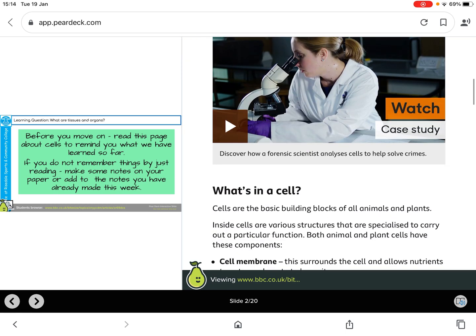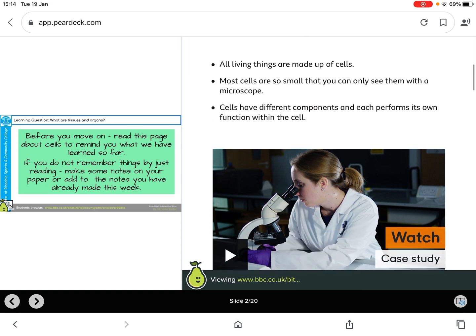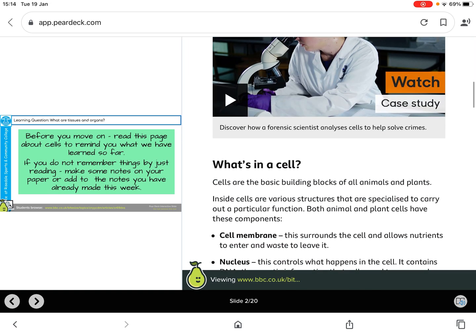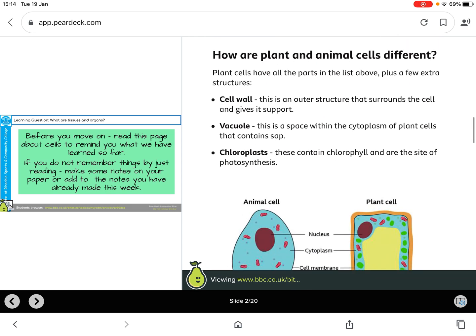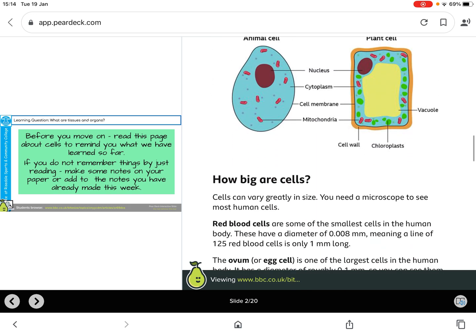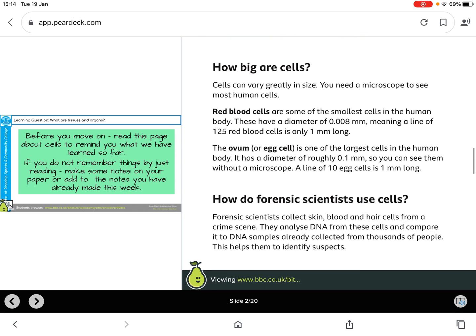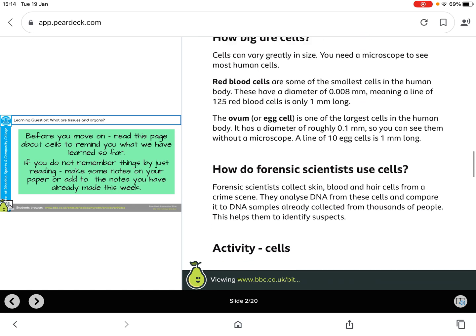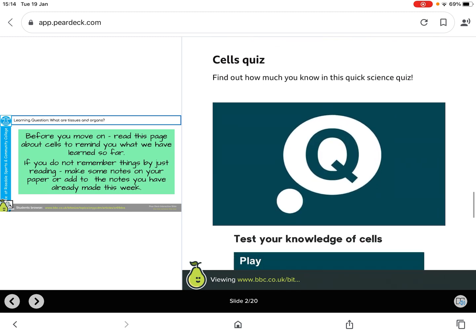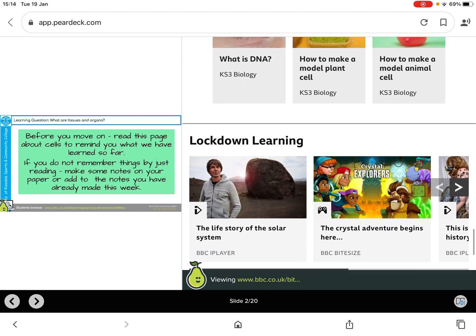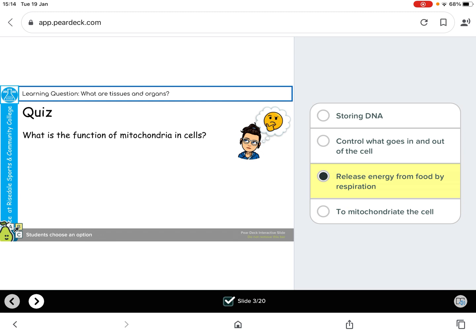So I asked you to read this BBC bite-sized page about cells, where it has a video that you could watch. It tells you all about the different parts. It tells you how plant and animal cells differ. There were pictures to remind you what they should look like. There were examples of different size cells. And there was even a practice activity and a quiz if you wanted to take part in those. I hope that you did that revision.